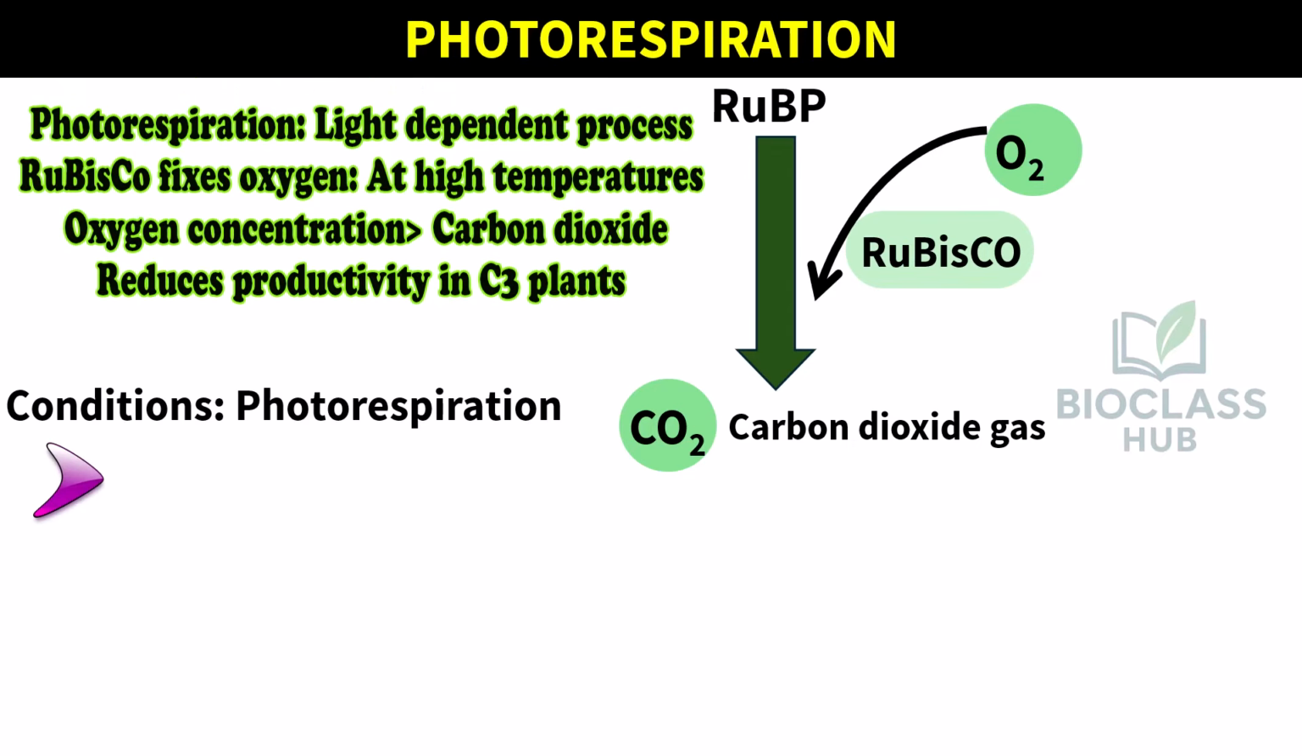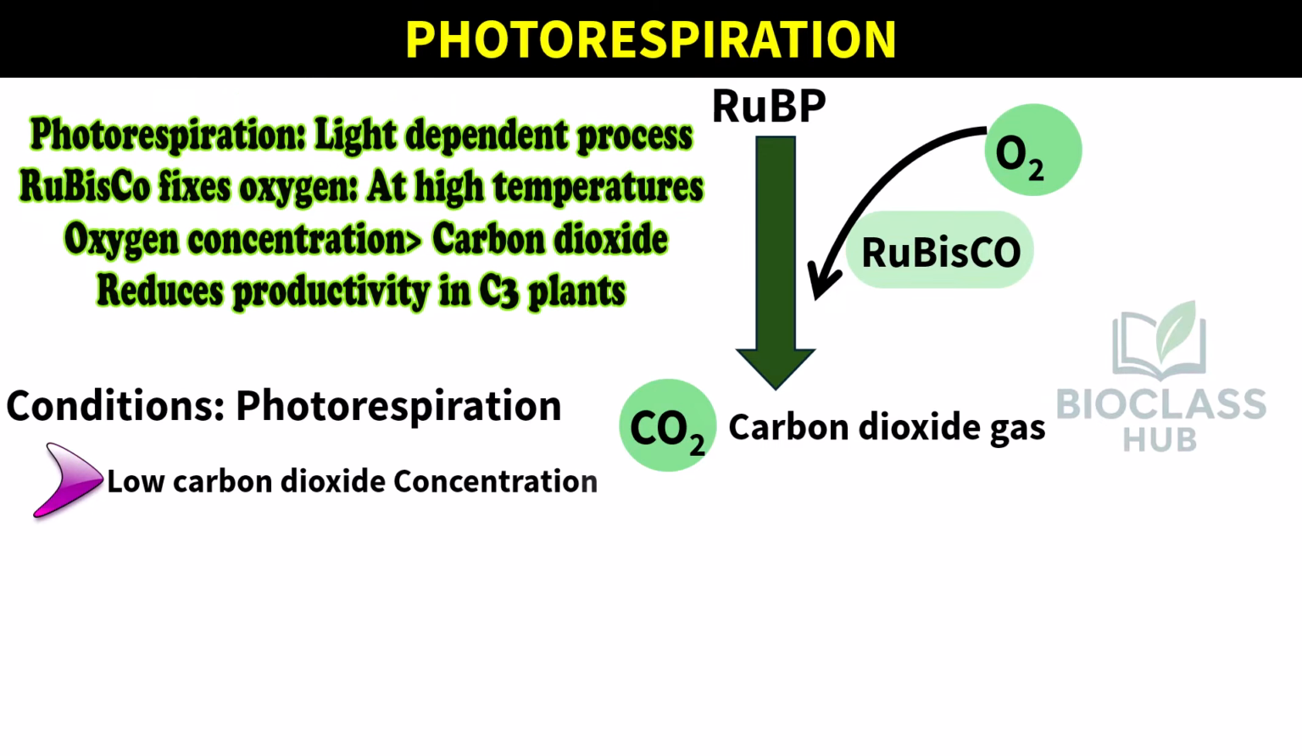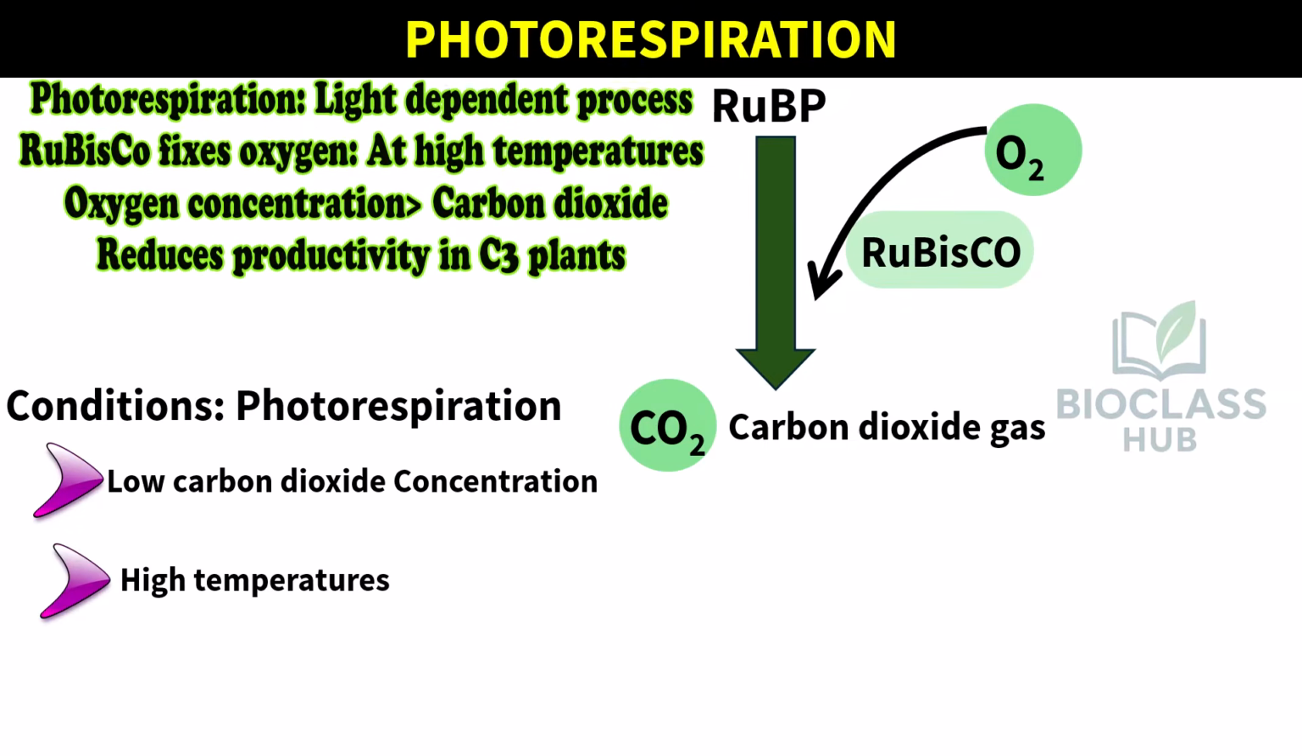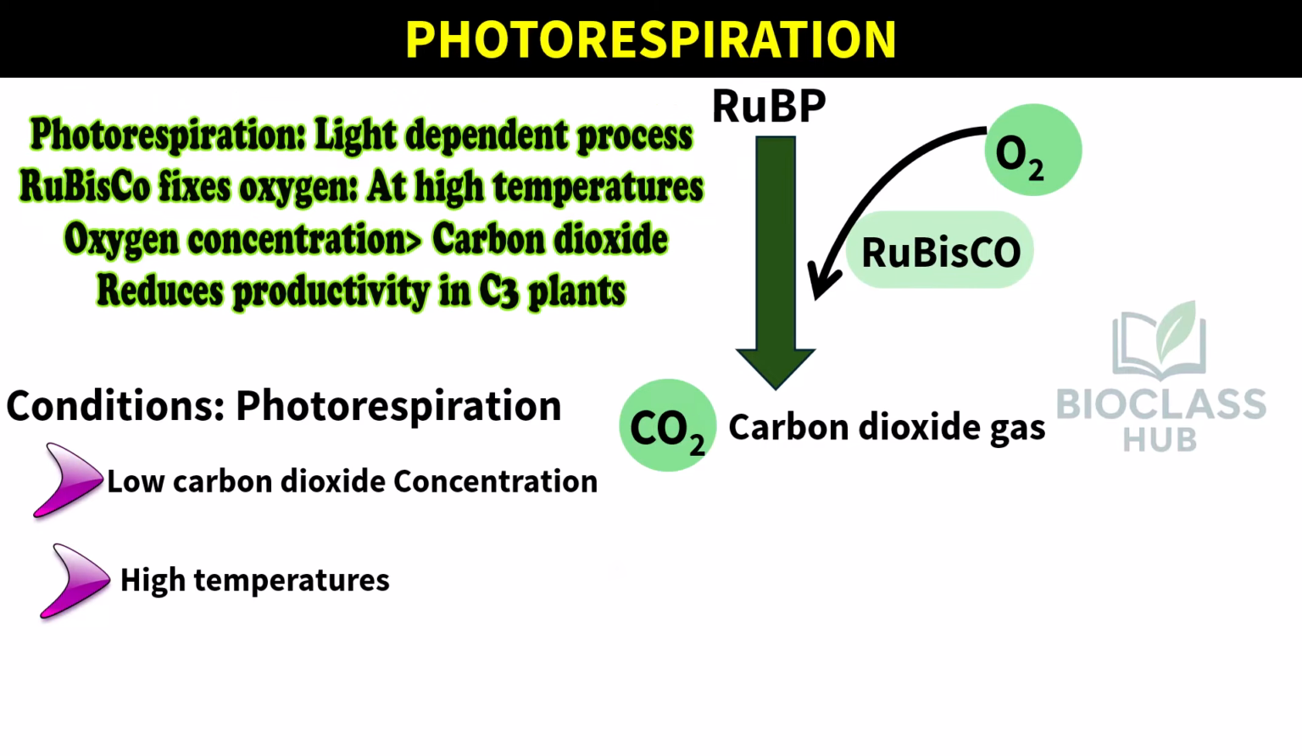Low carbon dioxide level with high oxygen concentration. Rubisco binds to oxygen instead of carbon dioxide. High temperatures. High temperatures increase the likelihood of photorespiration.